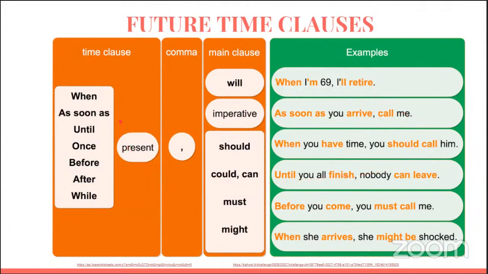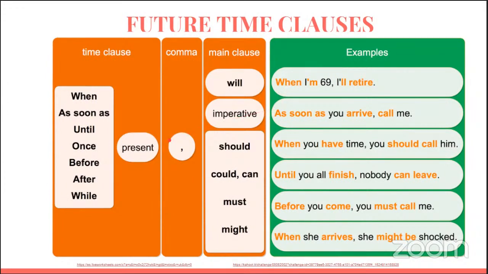To form the future time clause, you need to have a time clause like when, as soon as, until, once, before, after, and while, followed by the present simple, a comma. Then you can use will, and here we have an example. Could you read it, please? When I am 69, I will retire. And the other example with as soon as, simple present, and an imperative. As soon as you arrive, call me.